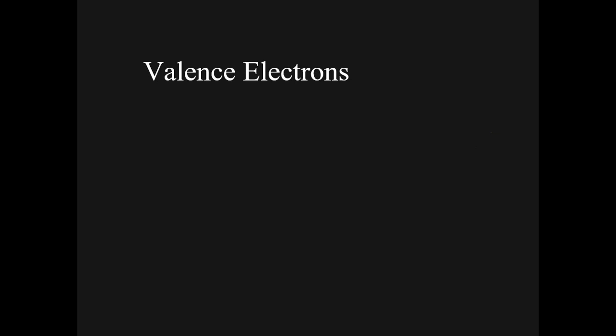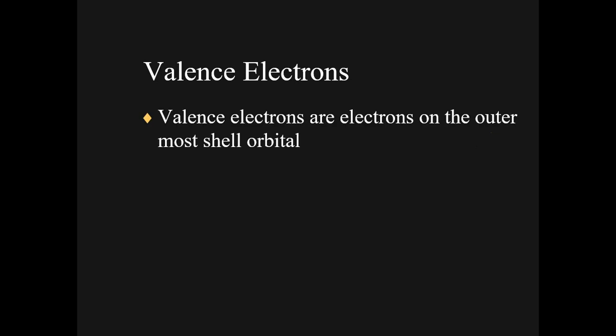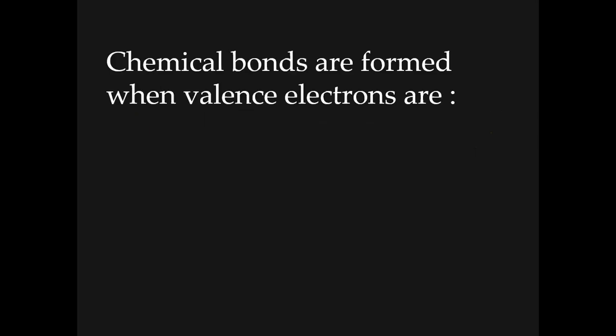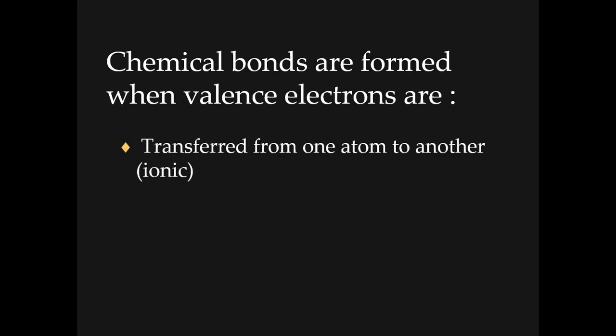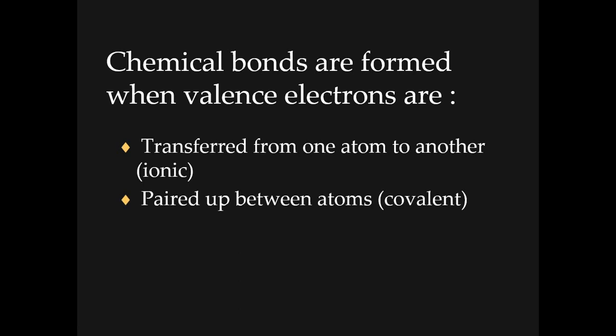It's the valence electrons that decide what type of compound you're going to be dealing with. The valence electrons, remember, are the ones that are in the outermost orbital. There are two situations. One is that there's a transfer of electrons from a metal atom to a non-metal atom, and that is what creates an ionic bond. The other situation is where electrons from both atoms pair up and form a bond between the two atoms, which is called a covalent bond.